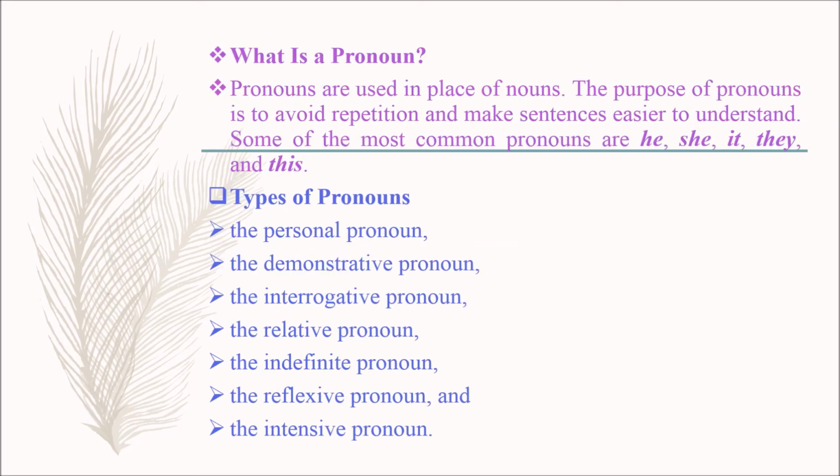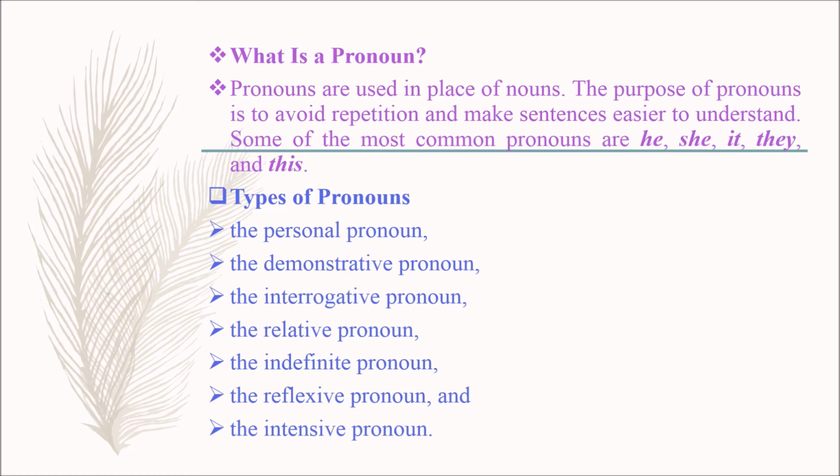Next, we are going to learn about what is a pronoun and types of pronouns. Pronouns are used in place of nouns. The purpose of pronouns is to avoid repetition and make sentences easier to understand. Some of the most common pronouns are he, she, it, they and this.